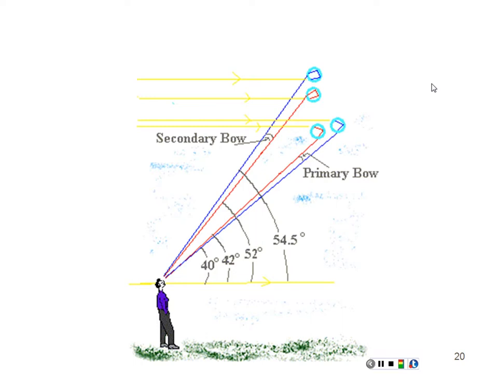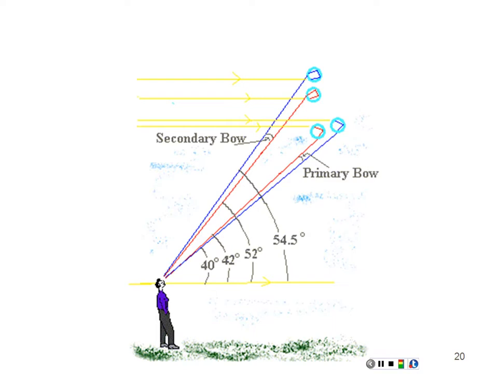Well, if you're looking at a rainbow, you're going to actually see two examples of reflection and refraction. The primary rainbow is just as we described. You have refraction, reflection, refraction coming back to you. You see the primary rainbow.